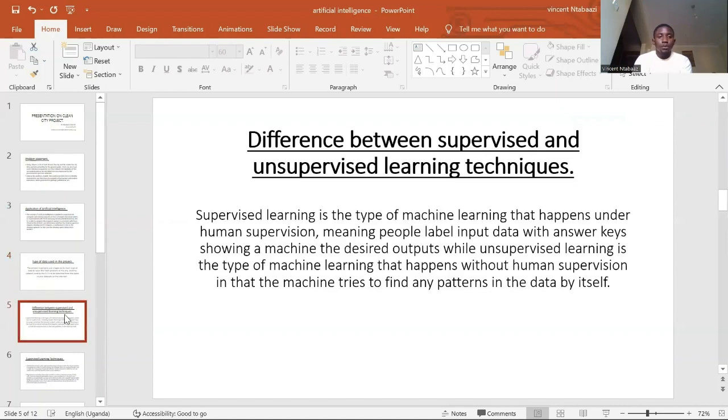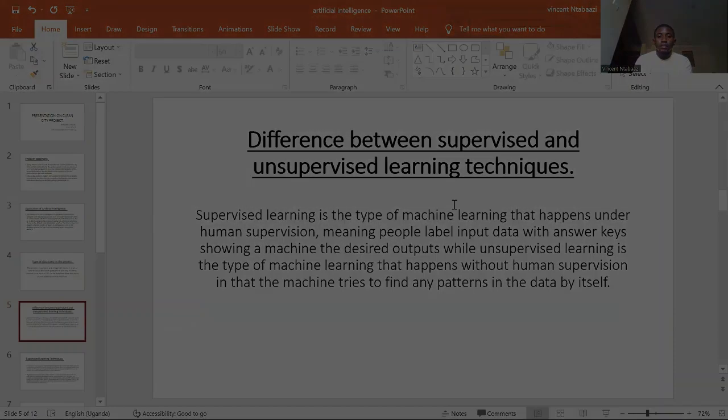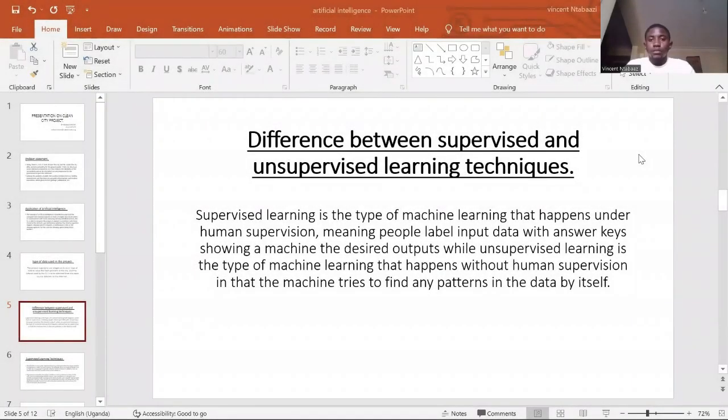And then we go to differences between supervised and unsupervised learning techniques. Under supervised learning technique, this is where the machine learning happens under human supervision, meaning people label input data and then also they know the desired outputs. So it's like you're marking the machine. When it gets it right, you give it maybe marks. Then if it gets it wrong, you try to correct it. That is under supervised learning technique.